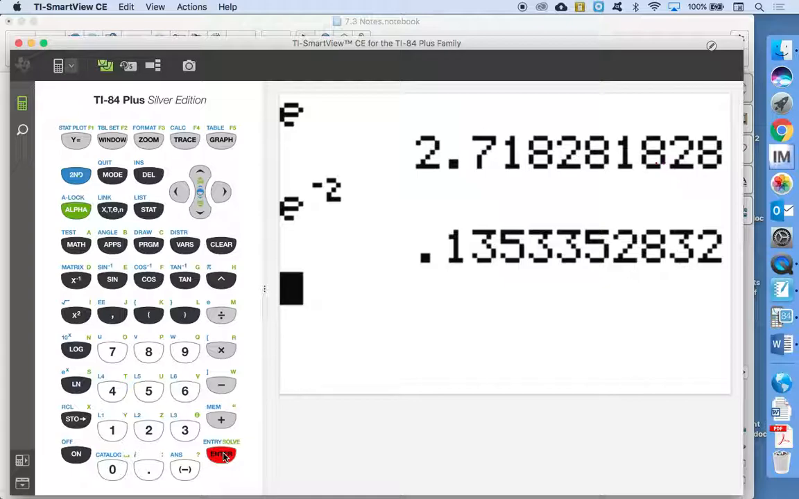0.13533528832. That's crazy. You could still do the other one, you just have to use the caret button. They still work, yes. The other one still works, but this one already has it as an exponent.